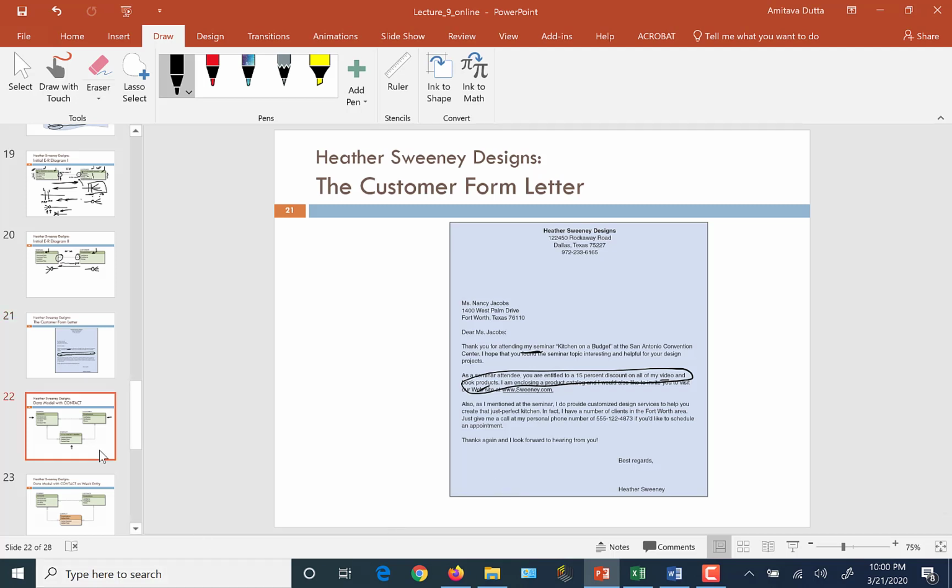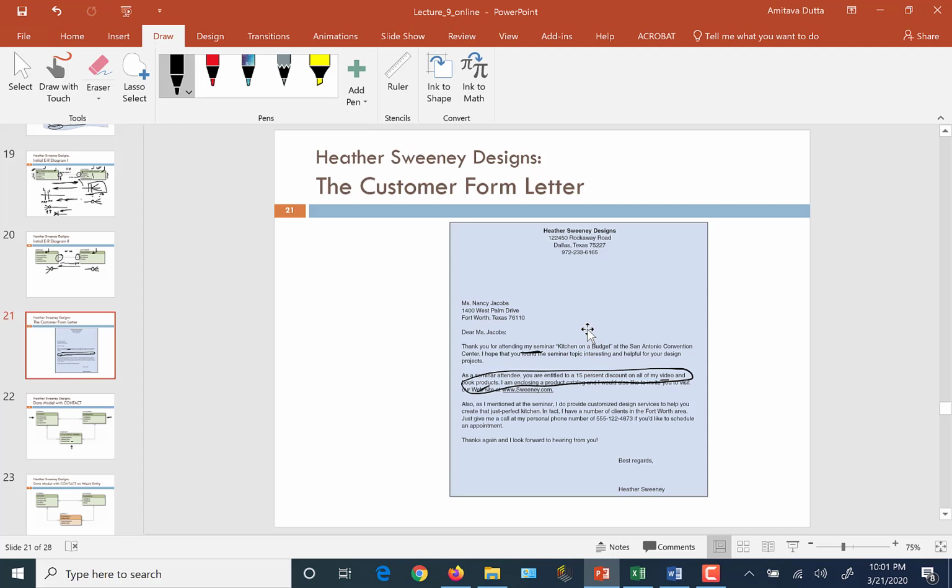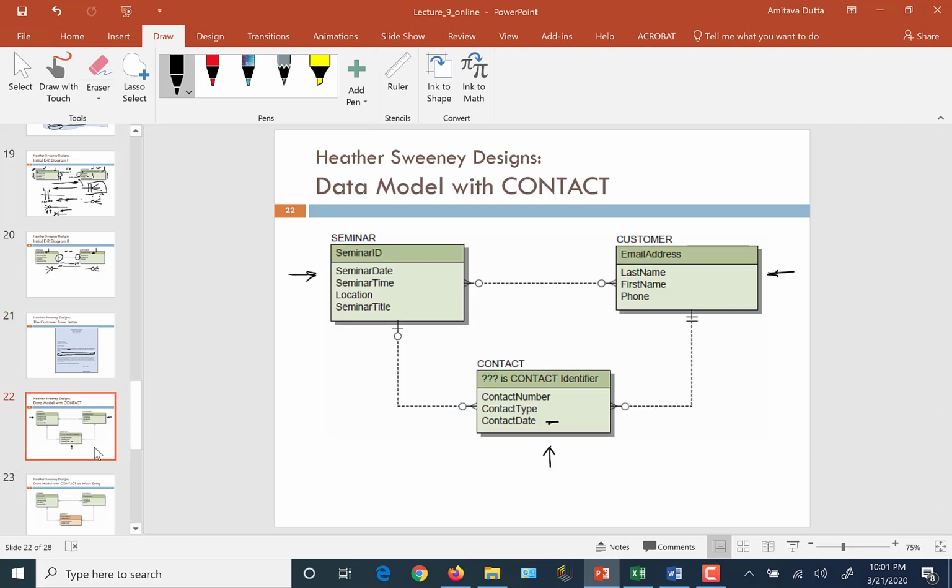Okay, so here you have this entity called contact, and look at the attributes of contact. So you have a contact date. Look at this letter. This letter should have a date somewhere. This letter must be sent out on a particular date. So you have the contact date. The contact type is a letter. I assume this letter is a form letter. This is the standard letter that goes out. And here you see a contact number.